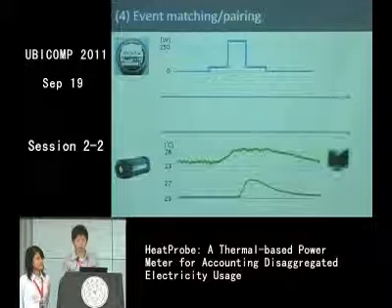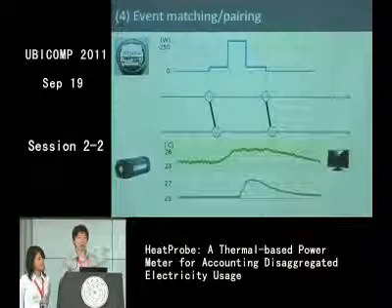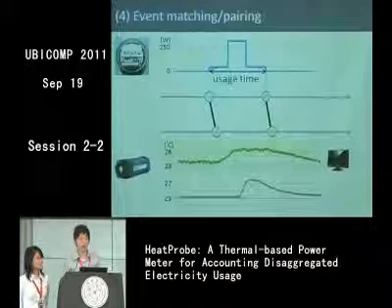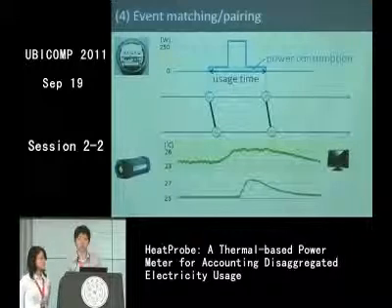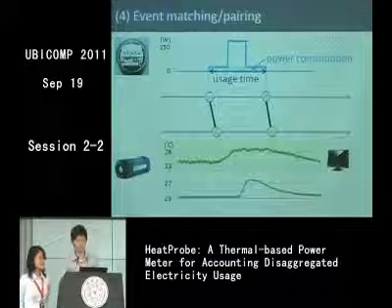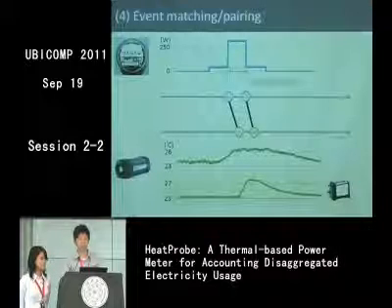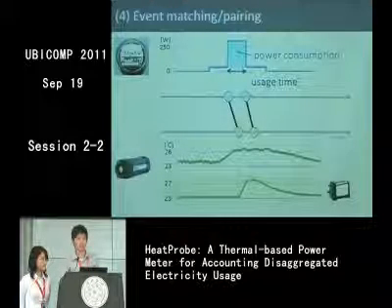We take TV, for example. The duration between power on event and power off event is the usage time, and the power consumption is the power amount consumed by the TV along the usage time. We do this for the other appliances and get the usage time and the power consumption.